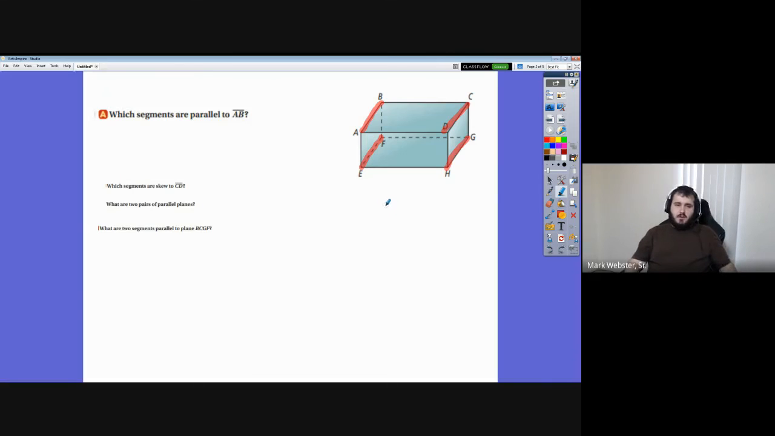So now, the next thing we want to ask, okay, so which segments are skew to segment CD? Well, so let me draw segment CD. Remember, we don't want them to touch or go the same way. We cannot have them be parallel. And we don't want them to touch. So let's look. All these ones over here touch.